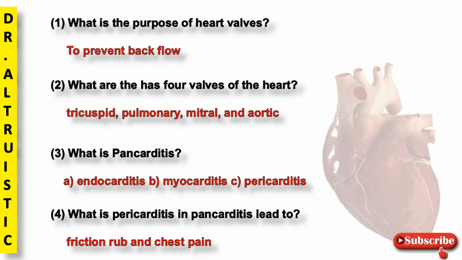1. What is the purpose of heart valves? To prevent backflow. 2. What are the four valves of the heart? Tricuspid, pulmonary, mitral, and aortic. 3. What is pancarditis? A. Endocarditis, B. Myocarditis, C. Pericarditis. 4. What does pericarditis in pancarditis lead to? Friction rub and chest pain.